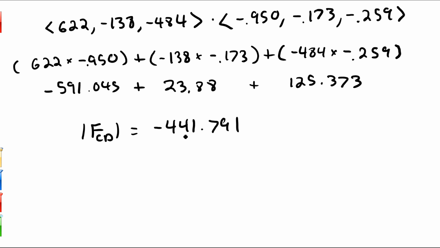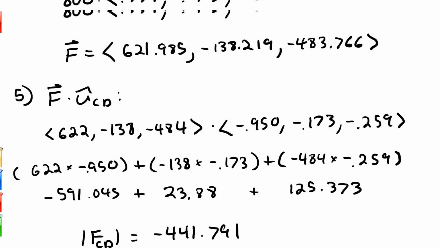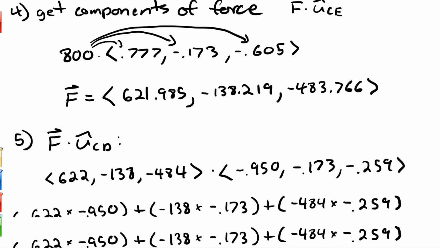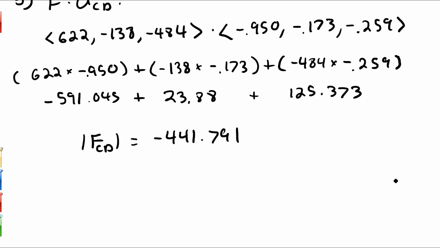And if you wanted to go back and figure out the components of that, you could just take this number and do what we did up here to find the components of our force and multiply it with the unit vector of CD, and that would give you all of the different components of it. So I hope this clarifies things a little bit on the dot product and projection of forces, and I will see you in the next video.